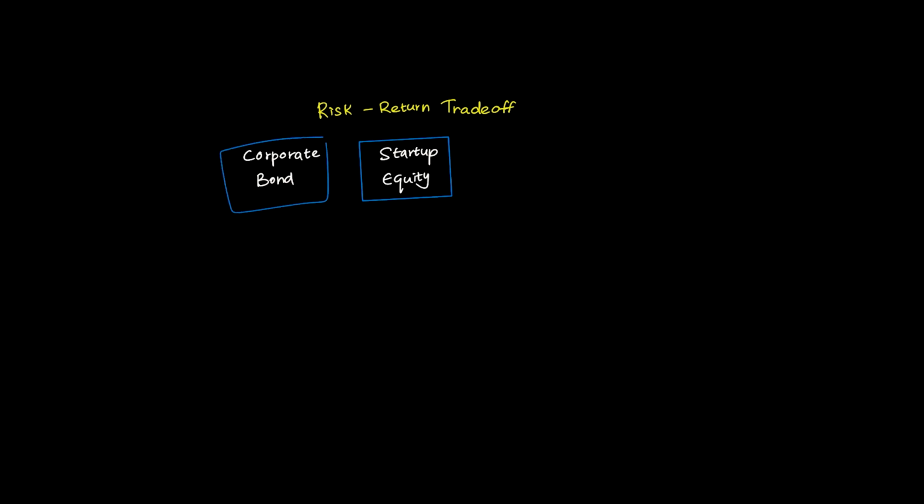This question explores one of the most fundamental principles in all of finance, the risk-return trade-off. A business owner is deciding between two investment options. Option 1 is a corporate bond that pays fixed interest. Bonds are relatively safe because they promise specific payments on a set schedule, and bondholders have legal priority if the company runs into trouble. Option 2 is equity in a growth startup.